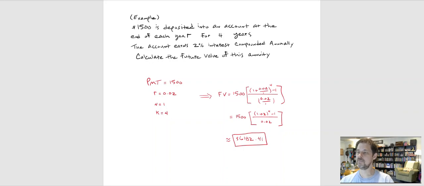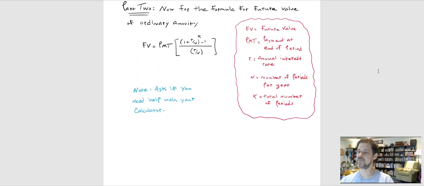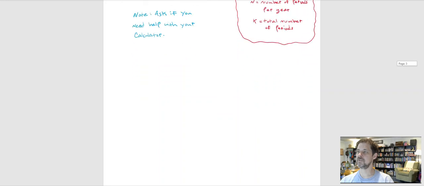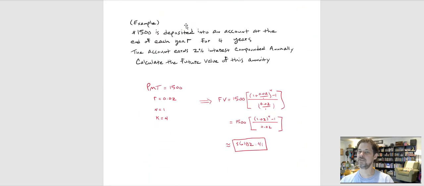And K, what was that number K? That was the total number of periods. Okay, well, so if we deposit into an account at the end of each year for 4 years, there will be 4 total periods. Okay, so here's all those numbers going in.